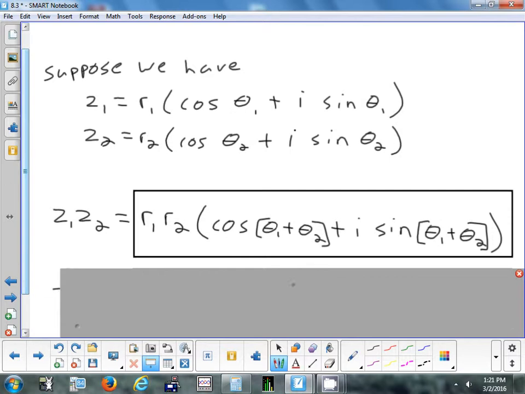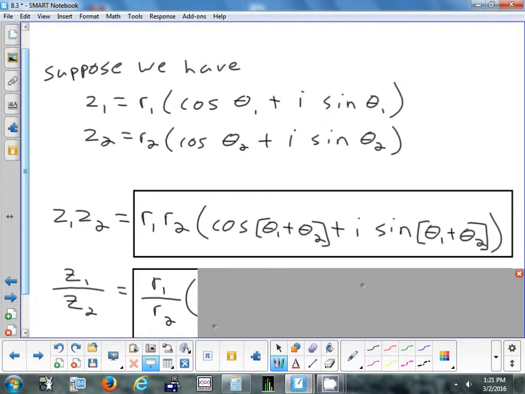Now, based on that formula, anyone think they can tell me what you would do with the radii to find z1 divided by z2? Would you just subtract it? We're going to subtract something, but not the radii. What do you think we'll do with the radii? Okay? Divide them. Yeah, divide them. r1 divided by r2.